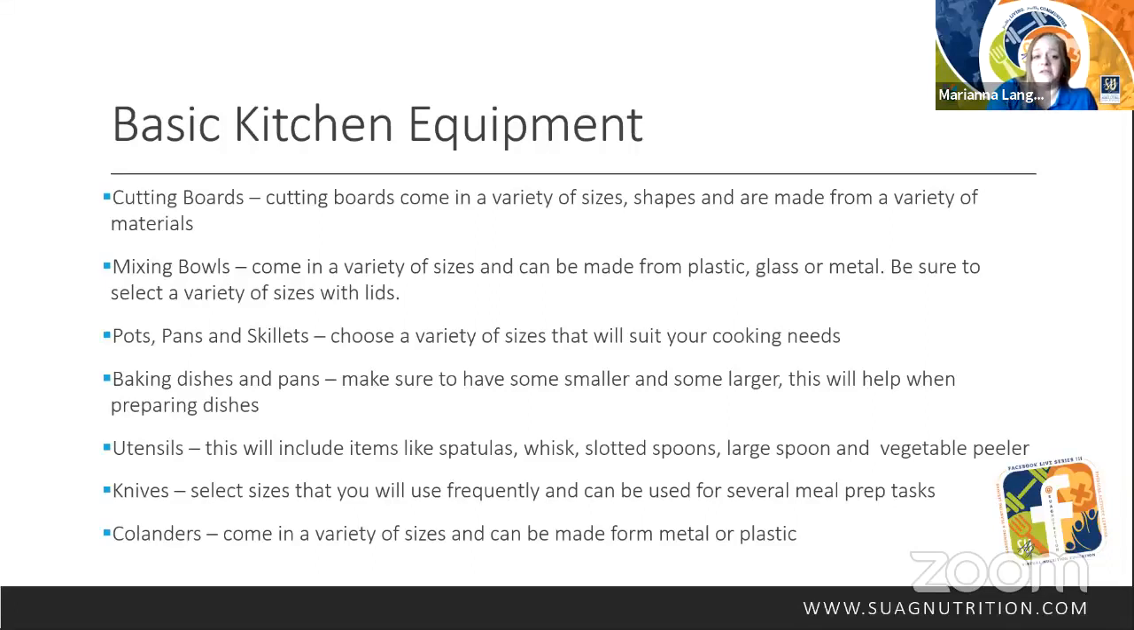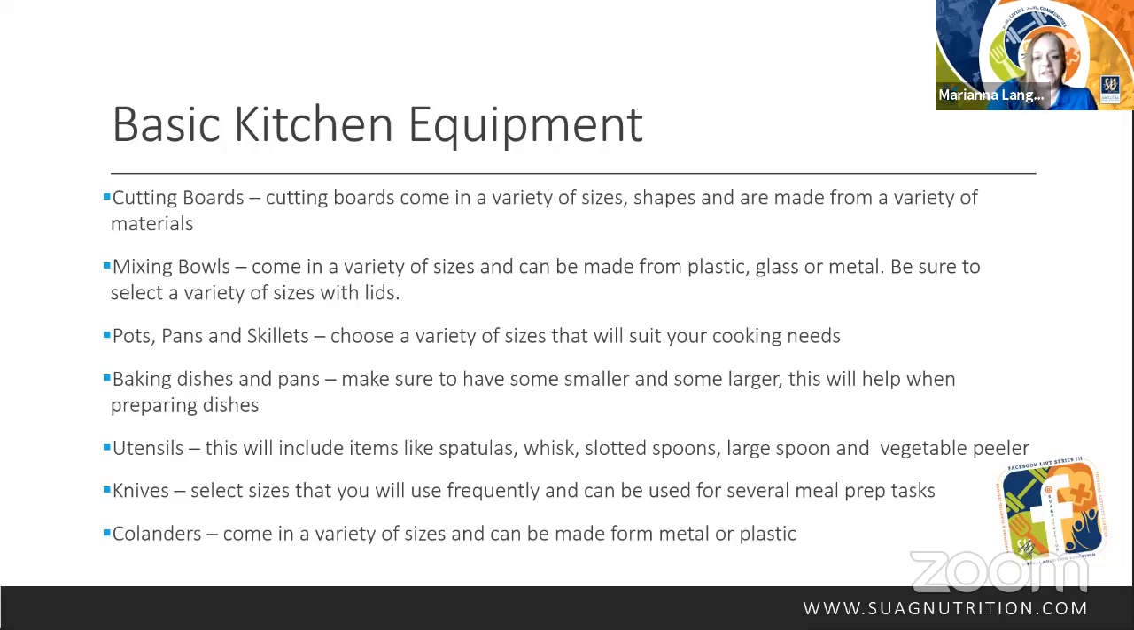Mixing bowls. Those also come in a variety of sizes and can be made from plastic, glass, or metal. Be sure to select a variety of sizes and make sure they have lids. And also take into consideration possibly having some that are metal and some that are plastic, or glass, whichever you think is going to suit your needs the most.